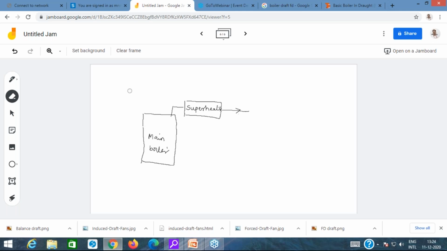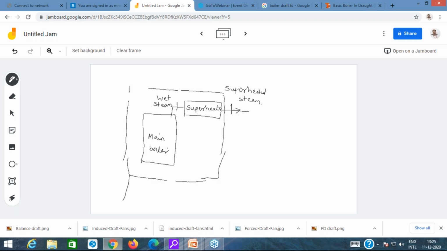What is given is that the steam which is generated by the boiler is wet steam, and the steam which is coming out of the superheater is superheated steam. And for this entire plant, which includes the superheater and boiler, you need to have a furnace. This furnace is to supply the heat, so you need to burn the fuel.